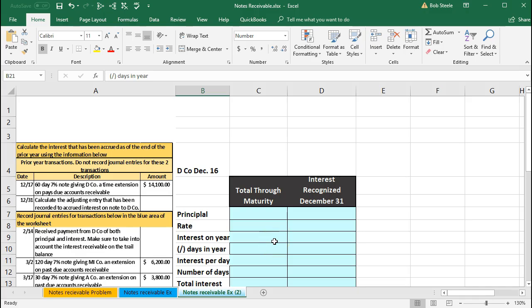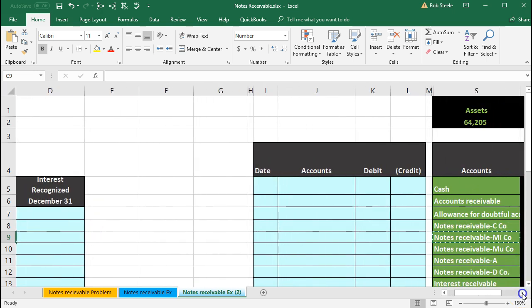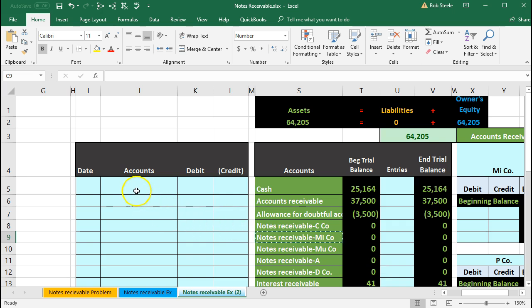We will be transferring from accounts receivable to notes receivable, giving us a good example of the difference between the two. The information that we will be using is on the left side. We're going to put that information into the worksheets on the right side. This will be used in order to calculate the interest. Then we're going to go over here and post that information as needed to the general journal.